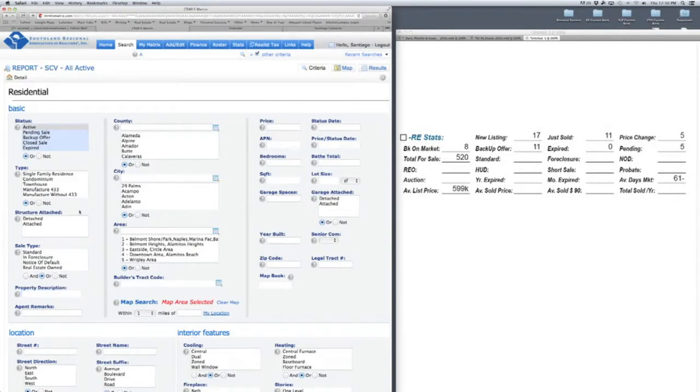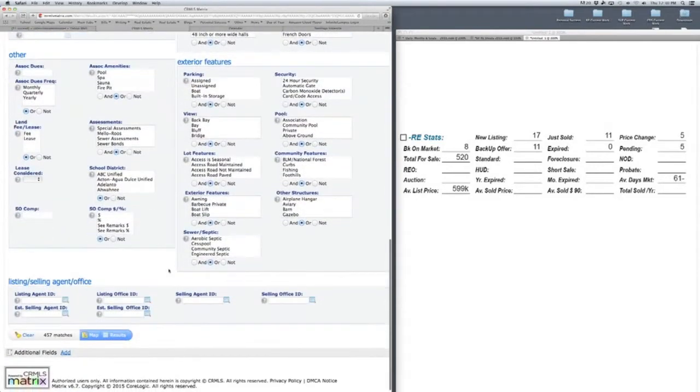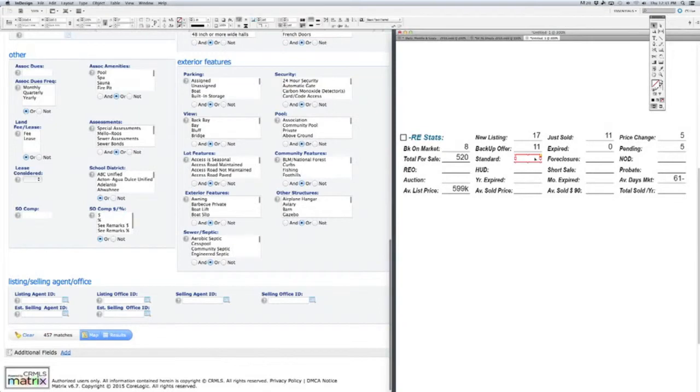Okay? So if you see over here in the middle on the left-hand side, we have sale type. Since the status has already been selected as active, I'm going to go down here and select sale type standard. Okay, so out of those 520 homes that are now for sale, 457 of them, you'll see down here at the bottom, are standard sales. So I'm going to go ahead and plug that in.